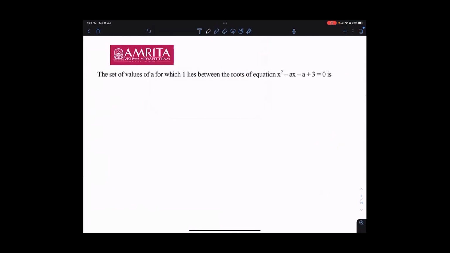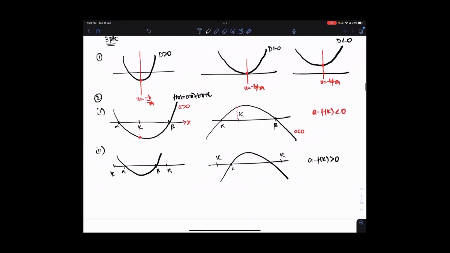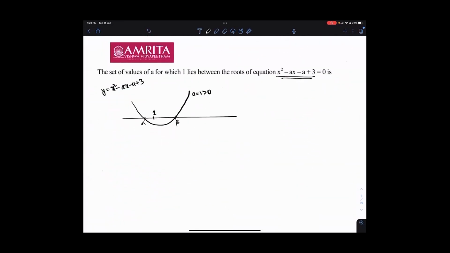Here the question says the set of values of a for which 1 lies between the roots of this. Obviously the graph of y equals x square minus ax minus a plus 3 will be opening upwards because a is 1, which is positive. Now they are saying 1 lies between the roots. If k lies between the roots, what is the condition? a into f of k less than 0.